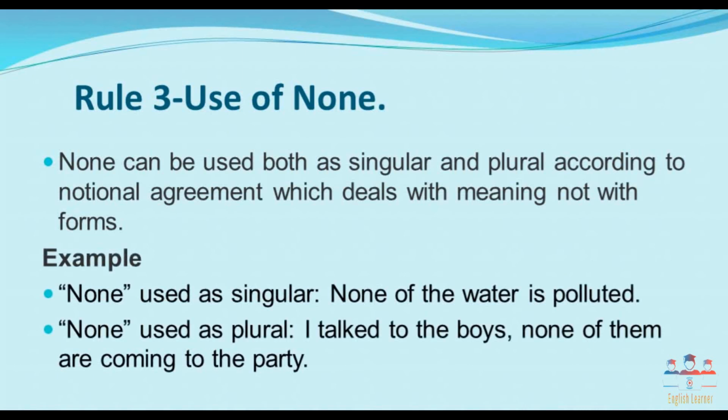None used as a singular: none of the water is polluted. Now water is a mass noun here, and it is always used as singular. None used as a plural: I talked to the boys. None of them are coming to the party. In this sentence, the boys indicates that there are a number of boys, but the number is not clear here and nobody is coming, so we say none of them are coming to the party. It means that none is also used for the plural.